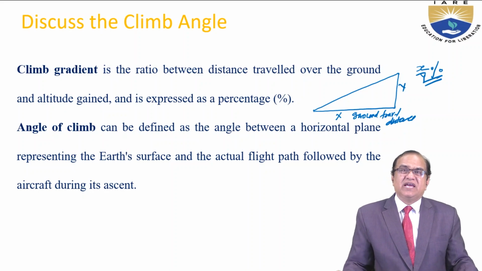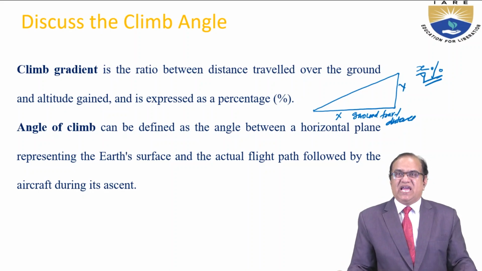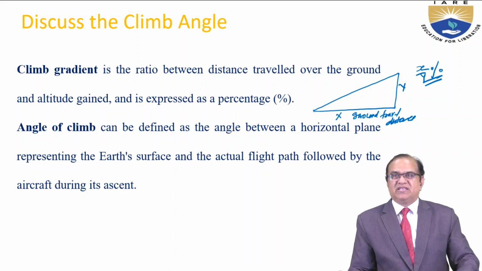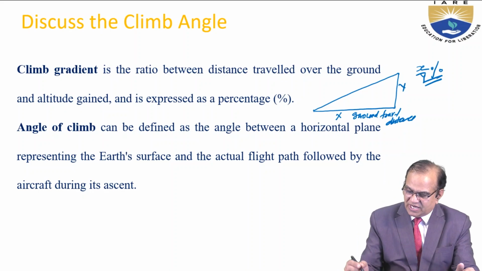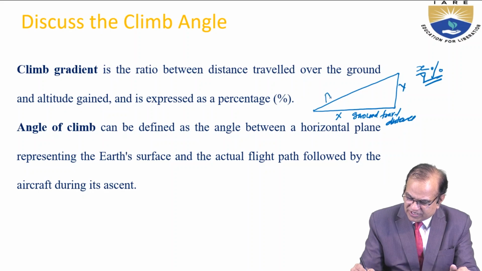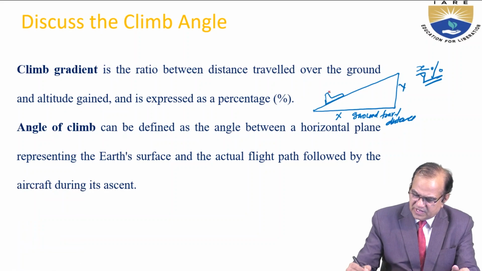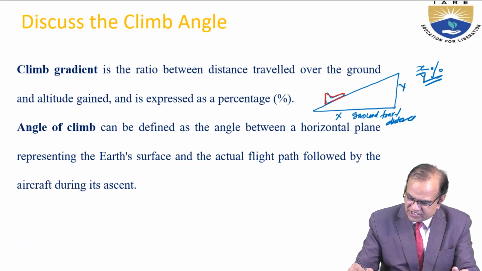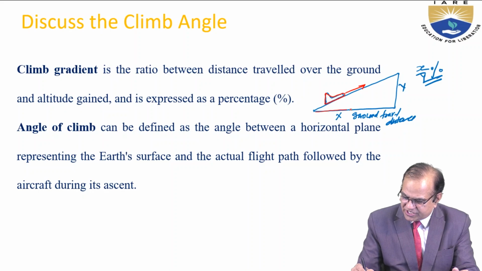Angle of climb can be defined as the angle between a horizontal plane representing the Earth's surface and the actual flight path followed by the aircraft. So here your aircraft is following this path like this, and this is the horizontal line. So from here, what is the angle? Gamma. This is called the angle of climb.